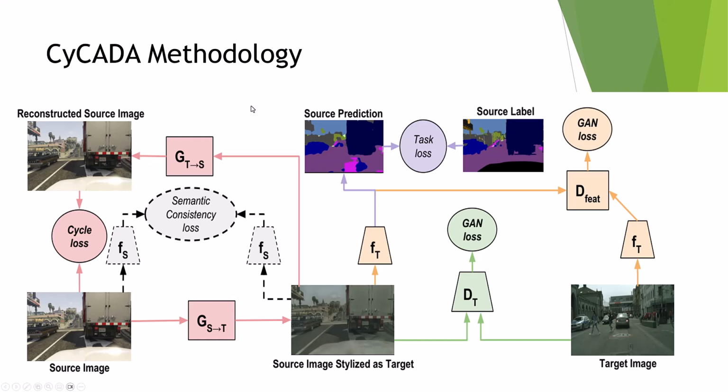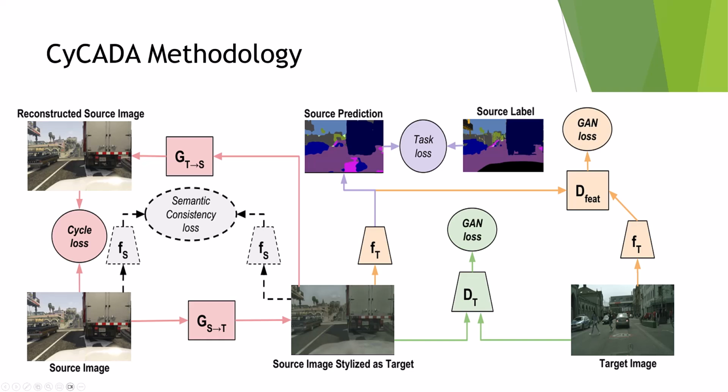So here is how CyCADA tackles the domain adaptation challenge using multiple techniques. We start at this left side, the pink section. CyCADA begins with pixel-level adaptation. Here the model uses a generator to transform the source image to the target domain. We can see how the source image is stylized to resemble the target domain, ensuring that it appears more similar to target data.